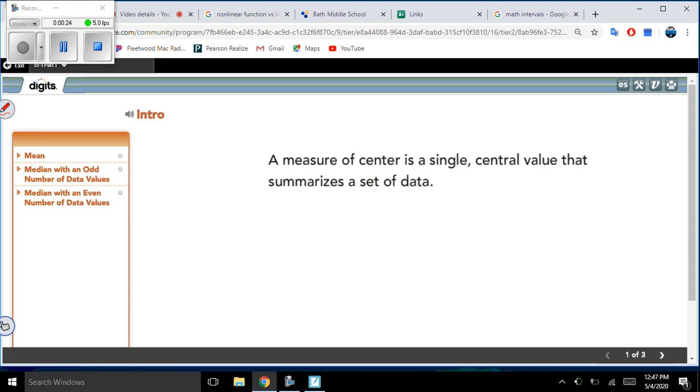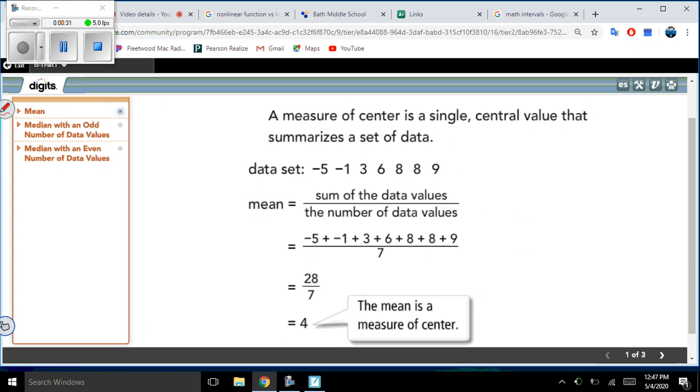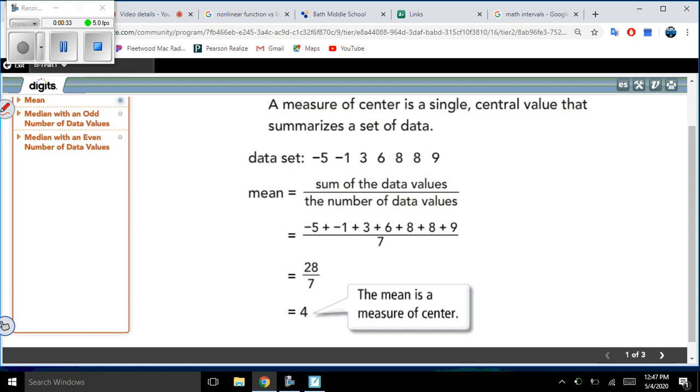And the mean is a measure of center, and it's a value that is simply known as the average. So what you're going to do is take a data set, and in this case we have 7 pieces of data. You're going to add all the data numbers up, and then divide by the number of data values that you have. So right here would be the Bible verse for you to calculate mean.